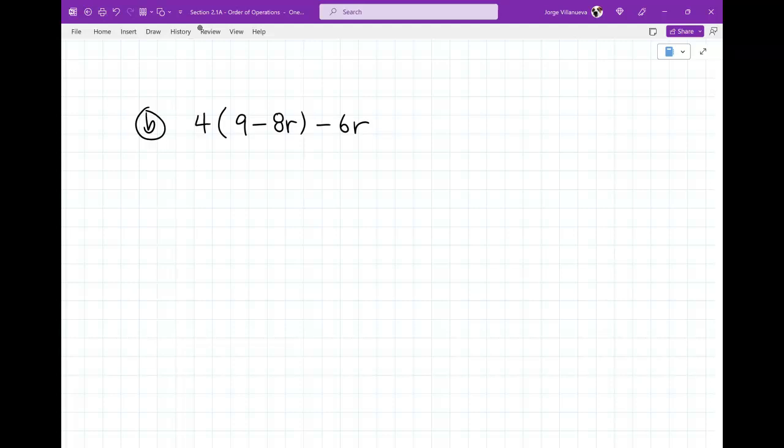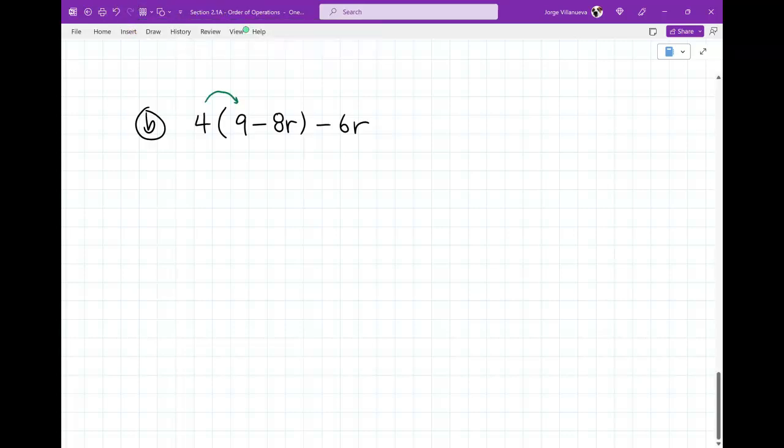So 4 times 9 minus 8r minus 6r. Can I do anything inside of the parenthesis? No, right? Sometimes people say 9 minus 8 is 1, so it's 1r. But remember, you can't subtract them. They're not the same. They don't both have the same letter r. So all I have to do is what?